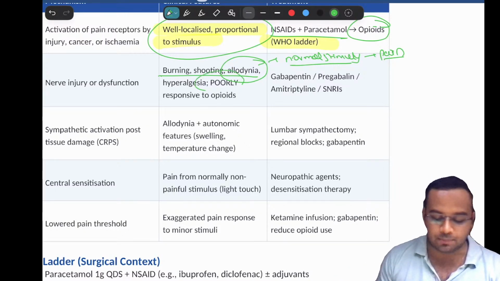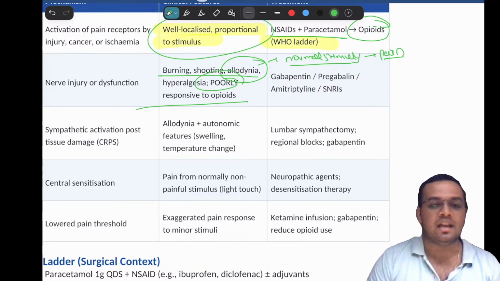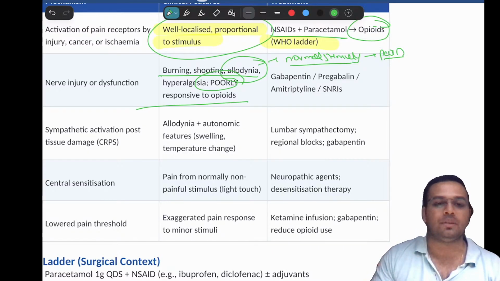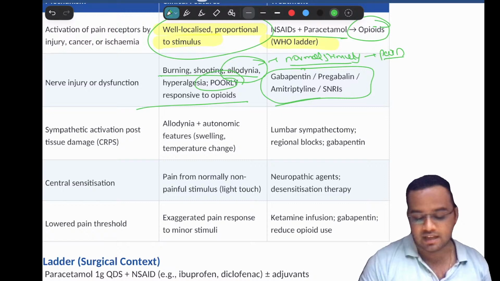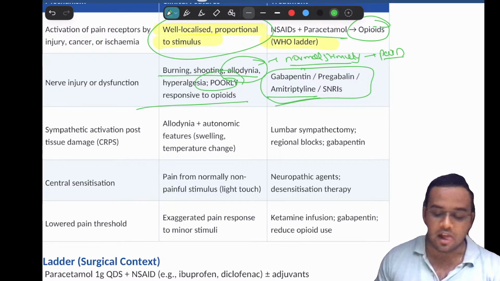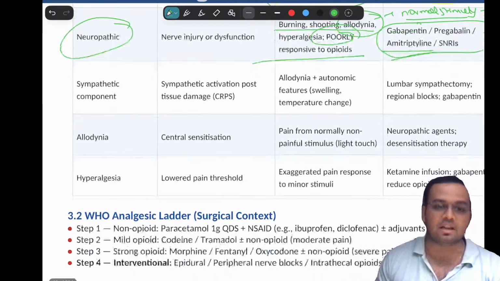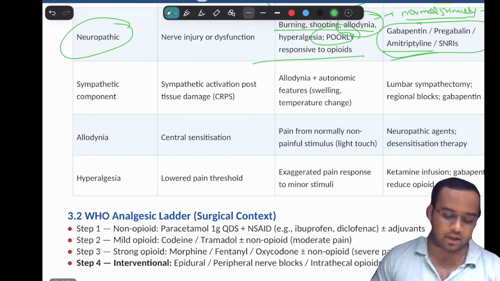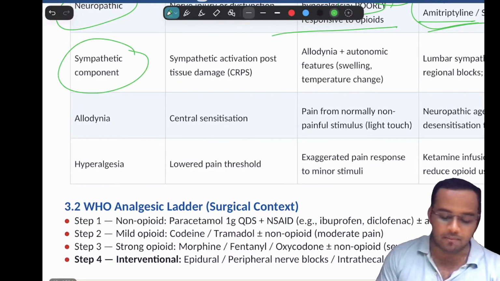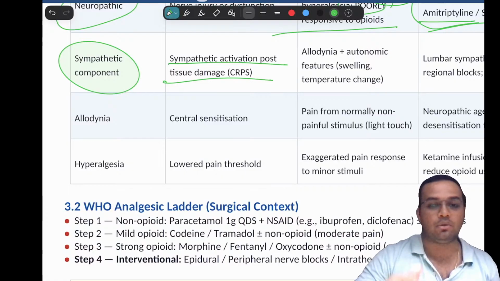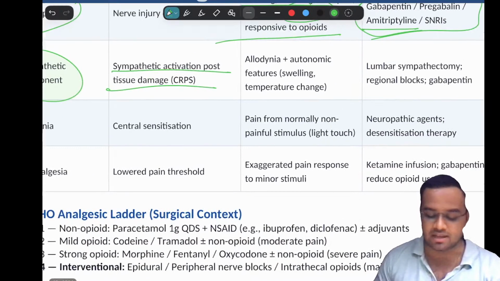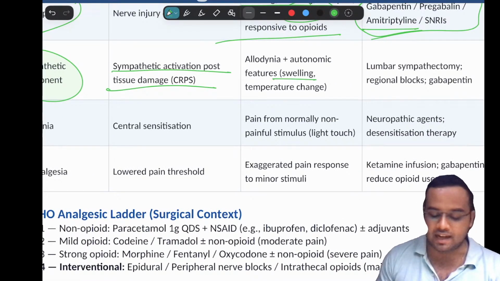It is always poorly responsive to opioids, because the problem is with the nerves and not with the local tissue. So here you need to give something with a nerve-calming effect, which are gabapentin, pregabalin, amitriptyline. These are the drugs which calm the nerves and reduce the impulses being sent. Then comes the sympathetic component of pain. Sympathetic activation takes place after the tissue is damaged, and it is because of swelling and temperature change.